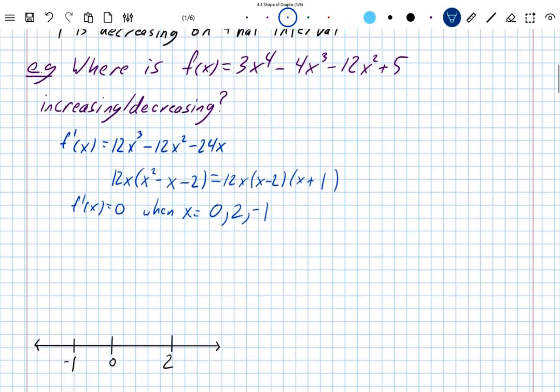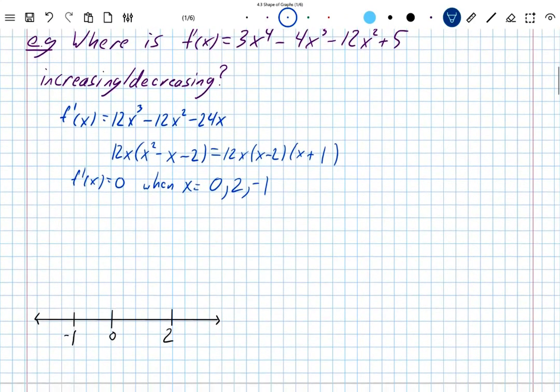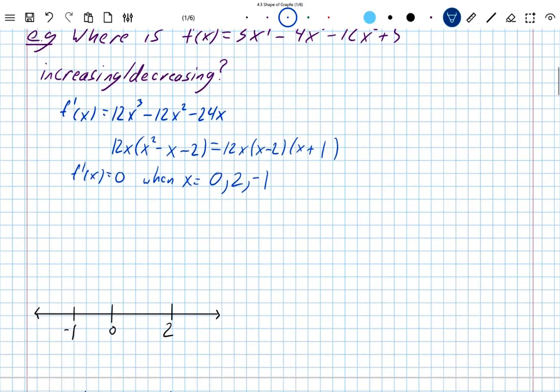I always like a quick number line. So if this is my f prime down here, then at negative 1 it's 0, at 0 it's 0, and at 2 it's 0, okay? And one way to figure out the rest real quick is just to plug in some numbers and see what happens. So for instance, if I plug the number 1 into this whole thing up here, then I get a positive 12 times a negative 1 times a positive 2, which is going to be a negative number. So I'm going to get negative numbers all in here.